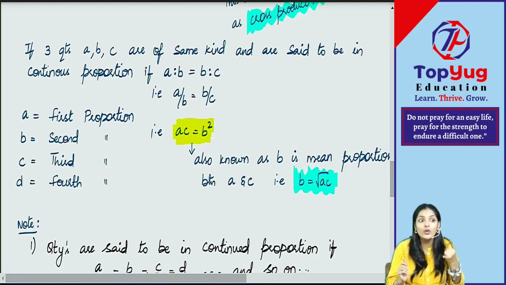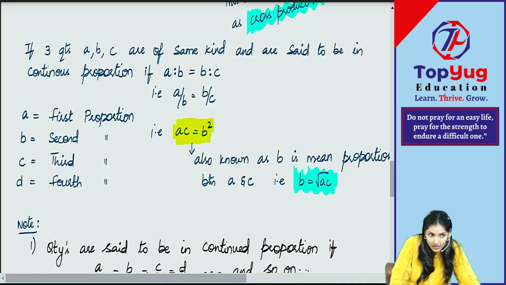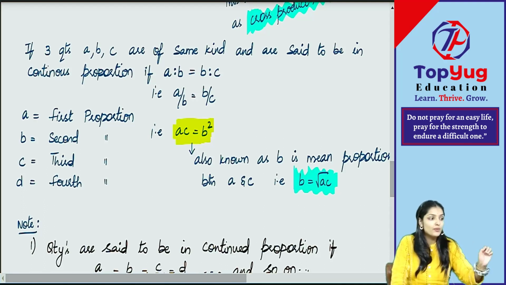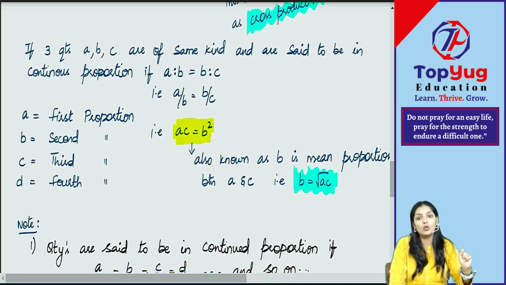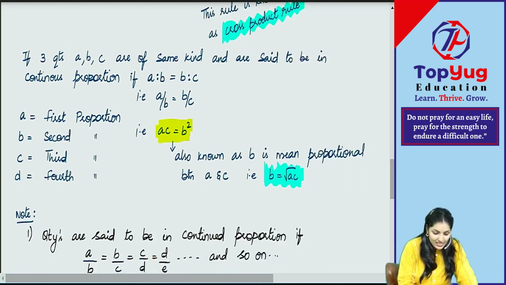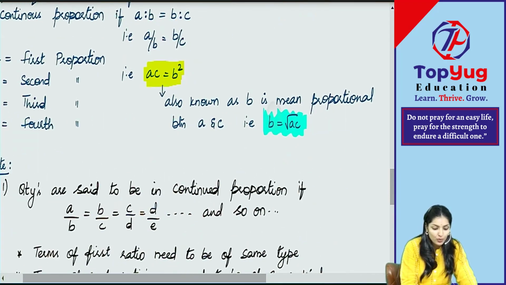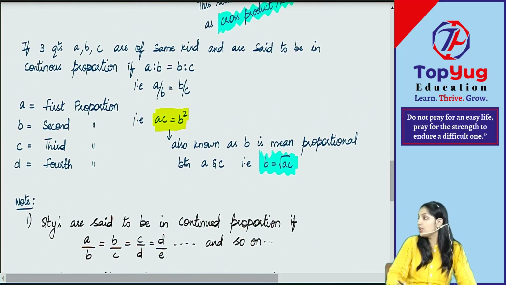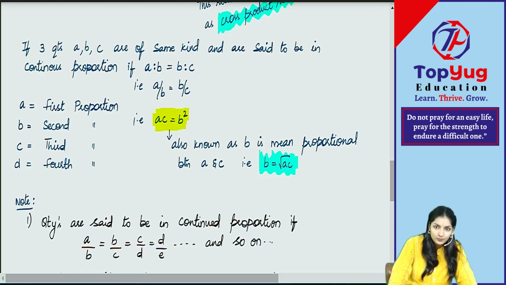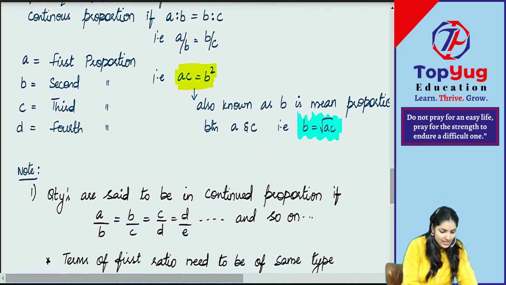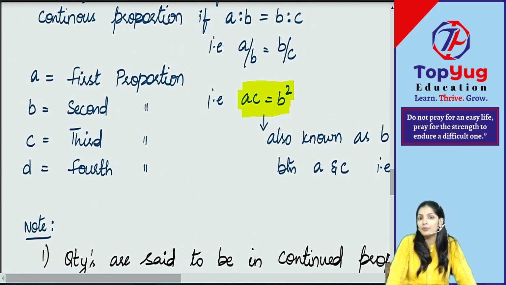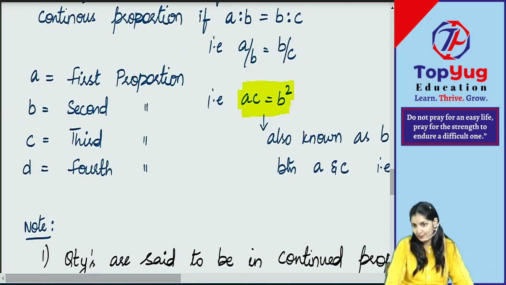And when you simplify it, you are getting B square is equal to AC. B is equal to square root of AC. And this rule is known as mean proportional. You all can see over there, mean proportional. Am I clear? Now guys, A is known as first proportion, B second proportion, C third proportion, D fourth proportion. Very, very important. All the questions are asked on this basis.